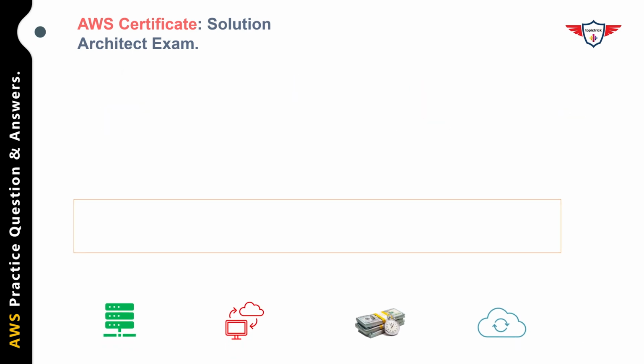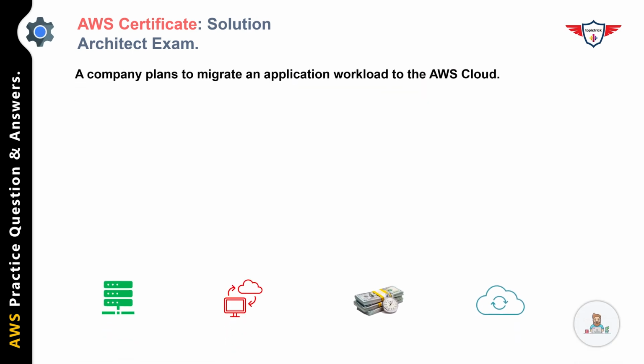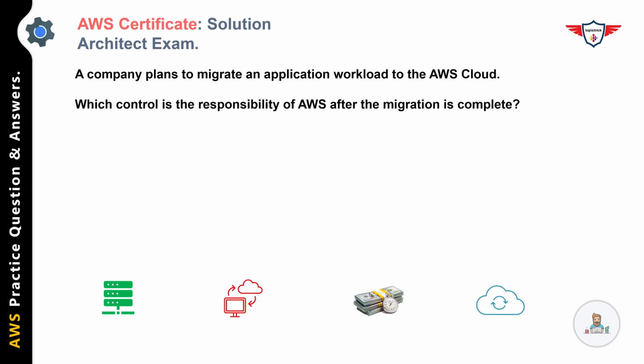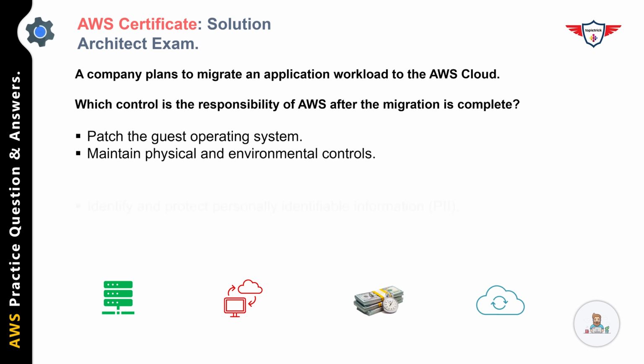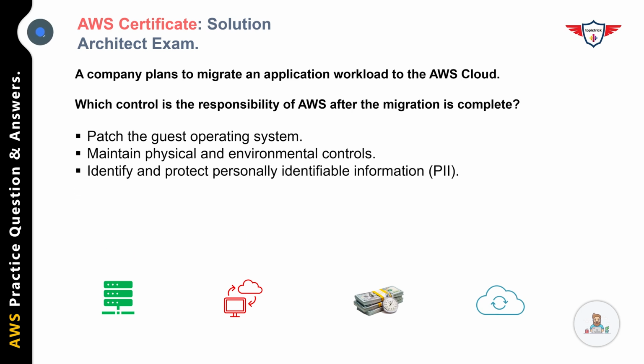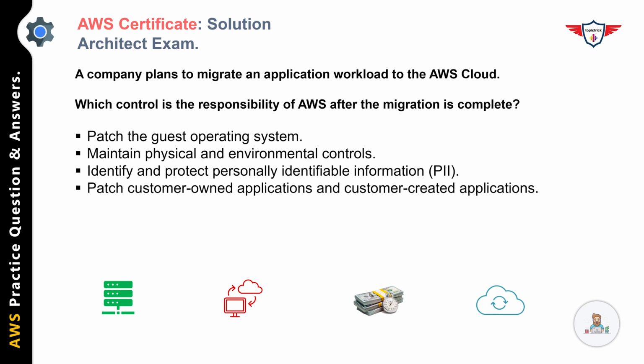A company plans to migrate an application workload to the AWS cloud. Which control is the responsibility of AWS after the migration is complete? The options are: patch the guest operating system, maintain physical and environmental control, identify and protect personal identification information, that is PII, patch customer-owned application and customer-created applications. And the correct answer is maintain physical and environmental control, because they are part of security of the AWS cloud, and this task is the responsibility of AWS.